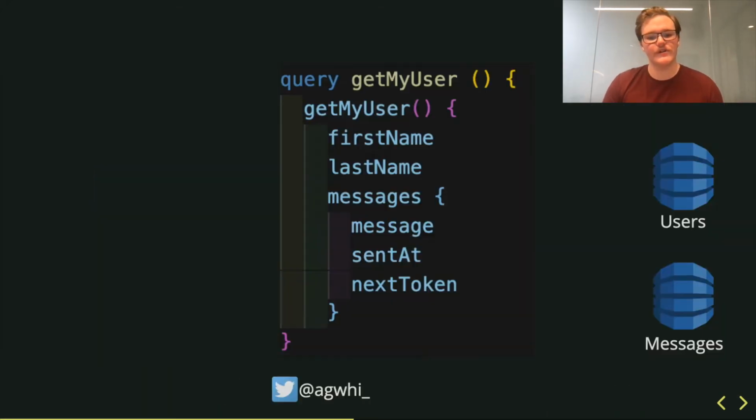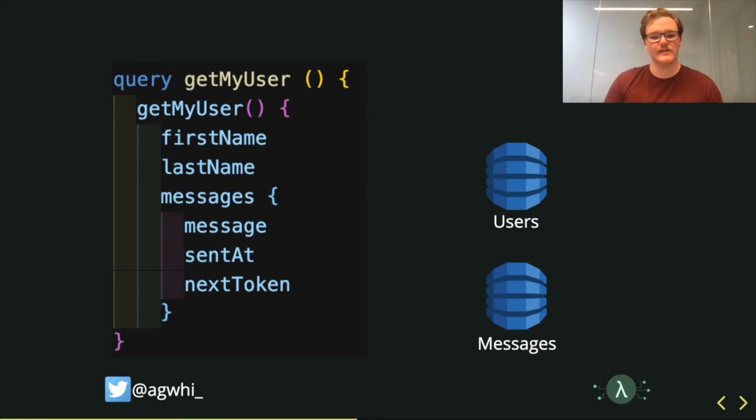Alternatively, you can use nested resolvers. So in this case, we'd actually hit the Dynamo table twice, or multiple tables even. First hitting users to get the first name, last name, and any information needed by the messages resolver. And then the messages resolver would go and get all the messages for that user. You can see there's a new field now, next token. And that's because when you use Appsync's built-in resolvers, you can get pagination out of the box.